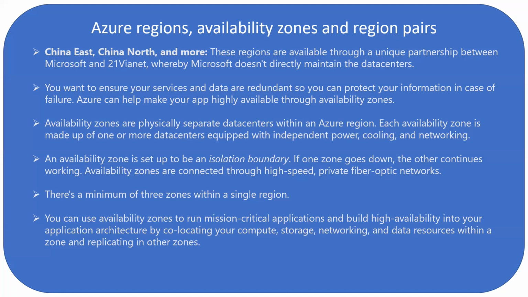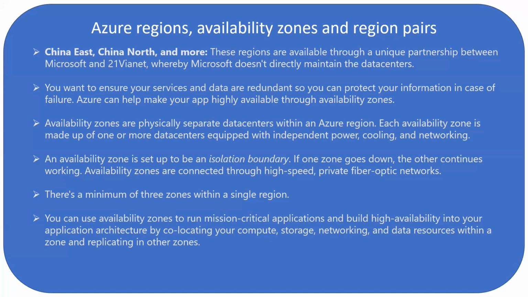An availability zone is set up to be an isolation boundary. If one zone goes down, the other continues working. Availability zones are connected through high-speed private fiber optic networks. They are primarily created to provide redundancy and availability for your applications. There is a minimum of 3 zones within a single region. And note that not all regions have availability zones. Some regions have availability zones, some do not.